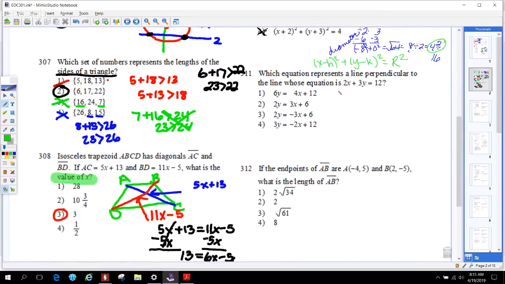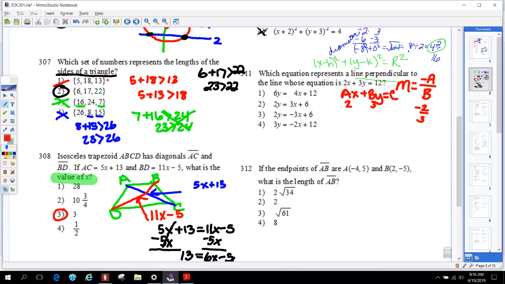Which equation represents the line perpendicular? So I'm going to show you 2 ways to do this. The first way is when it's in this form, I told you that you can easily get the slope by doing the opposite of A divided by B. So that's when this is AX plus BY equals C. So all I'm going to do is the opposite, A is 2, B is 3. So the slope is negative 2/3.